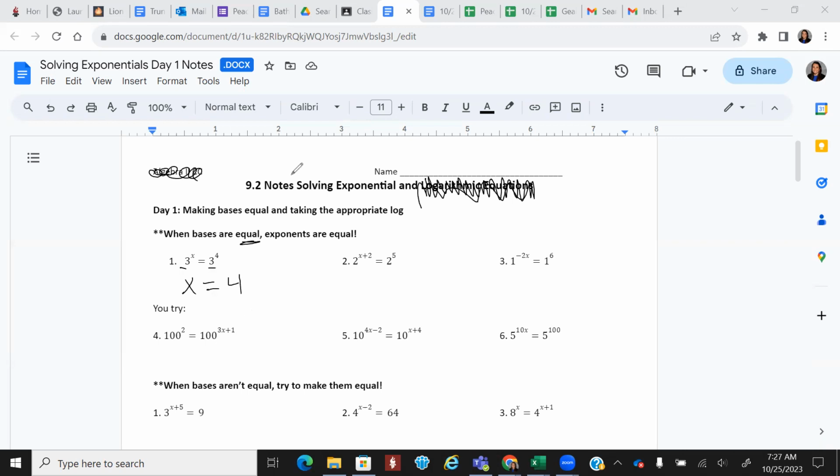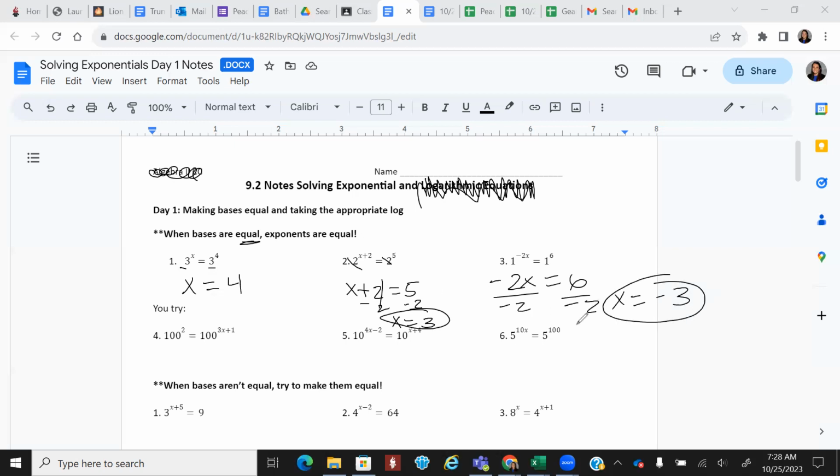On the next one, since the bases are the same, we drop the base, set the exponents equal to each other. Can we solve that? Yeah, what do we do? So x equals 3 because we would subtract 2. Same thing on the next one. We're going to take negative 2x, set it equal to 6. Divide by negative 2. So x would equal negative 3.